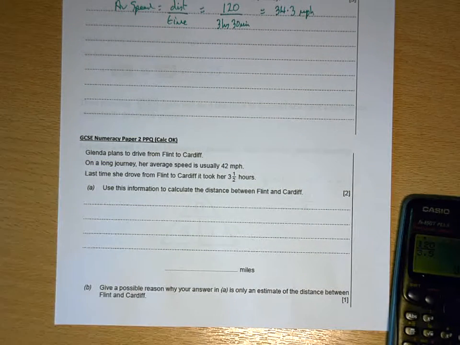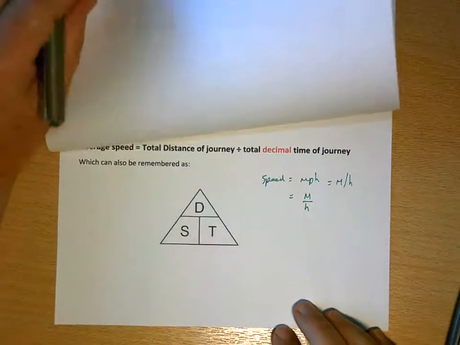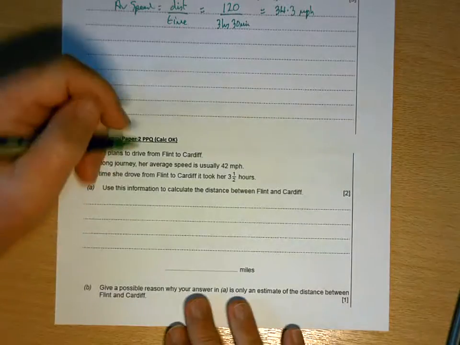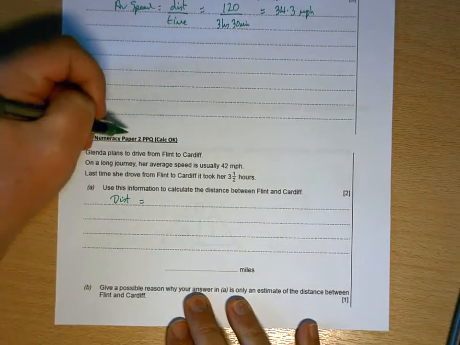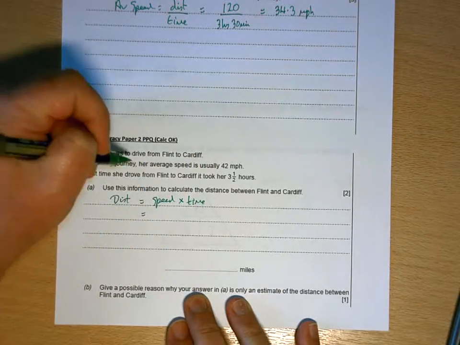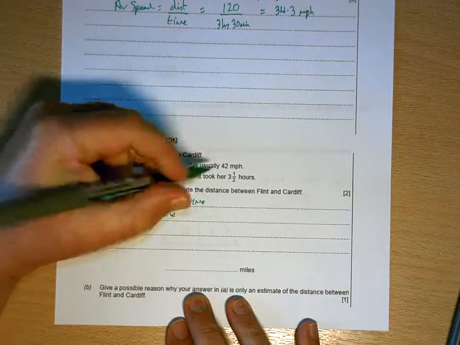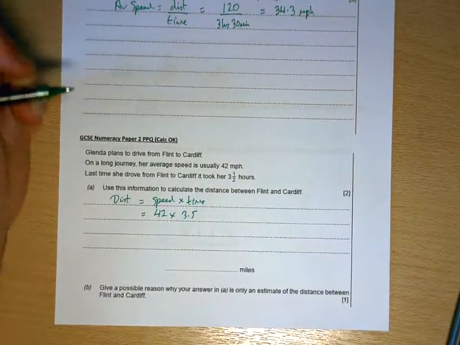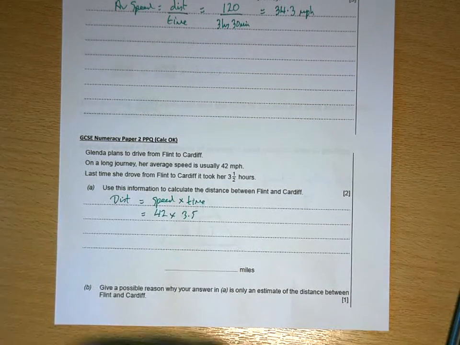Glenda plans to drive from Flint to Cardiff. On a long journey, her average speed is usually 42 miles per hour. Last time she drove from Flint to Cardiff, it took her 3.5 hours. Use this information to calculate the distance. So the distance is speed times time. So the distance is the speed times the time taken, which will be 42 times, and they made it easier this time, they're giving it us as a fraction of the hour rather than 3 hours 30.